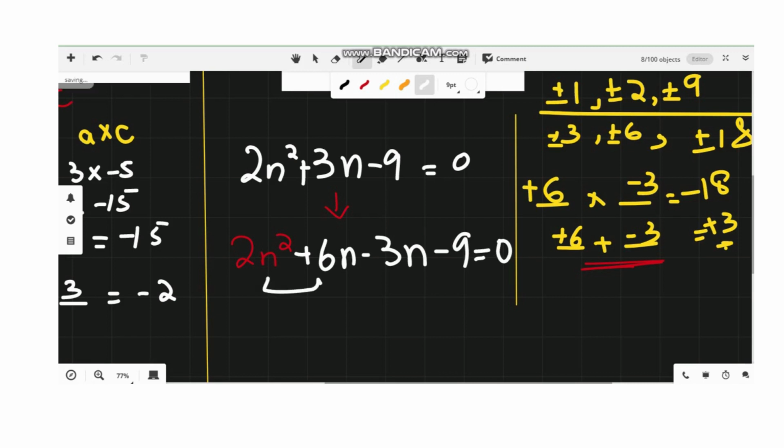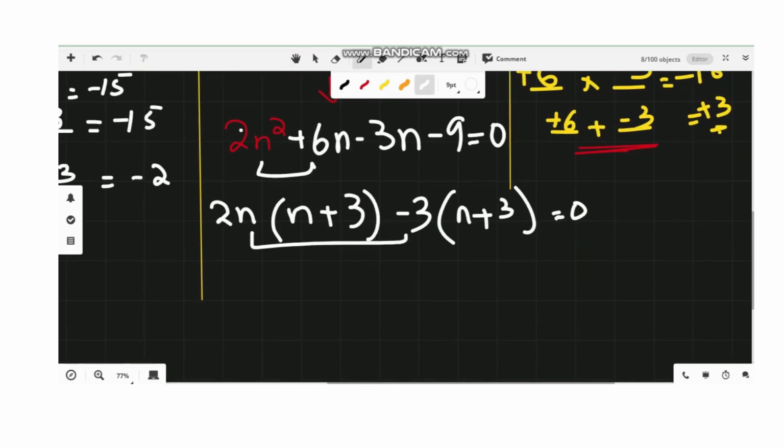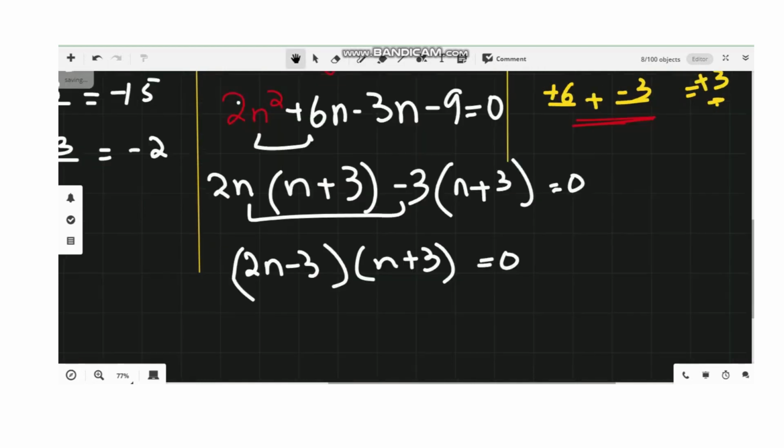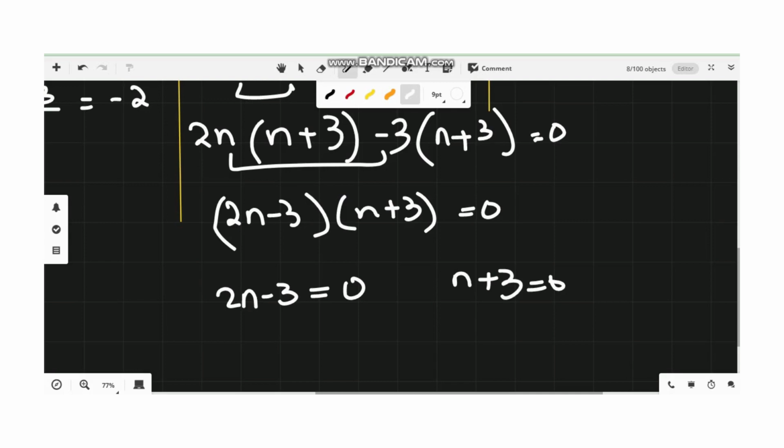In the first pair, what's common there? 2n, because 2 is divisible by 2, and 6 is also divisible by 2. 2 divided by 2 is 1, n divided by n is 1n, plus 2 times 3 is 6, 3 will come here. Minus, you will take out the -3 from it, so that's 3n plus 3 equals 0. After that, you will make the factors of it a pair, so 2n minus 3 and n plus 3. These two factors I got, that equals 0. And then you will make each equal to 0. So 2n minus 3 equals 0, and n plus 3 equals 0.